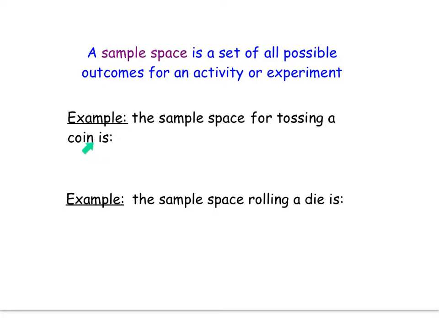So if you have a sample space for a coin, you could either have heads or you could have tails. That's the sample space. Sample space for rolling a die, a regular standard die, is 1, 2, 3, 4, 5, and 6. In case you didn't know to begin with.